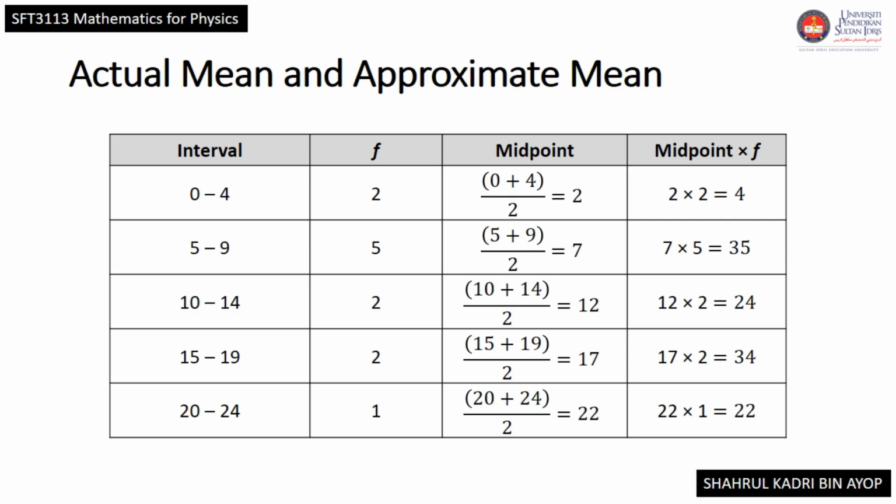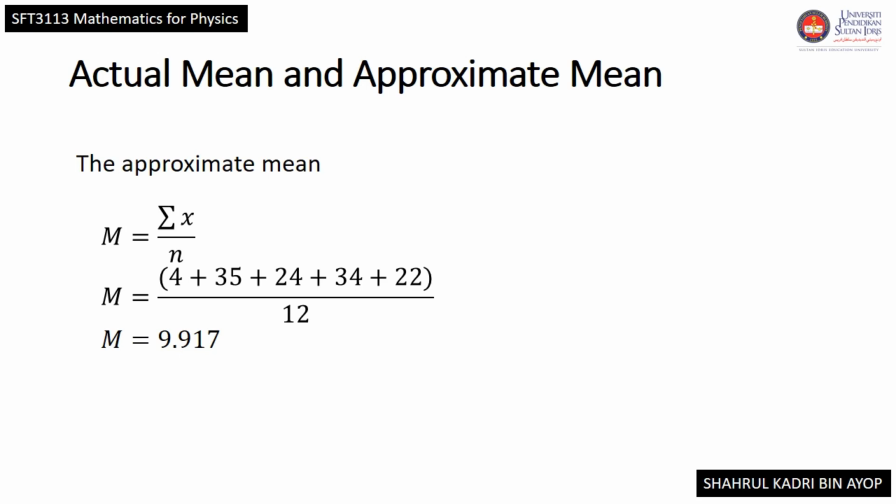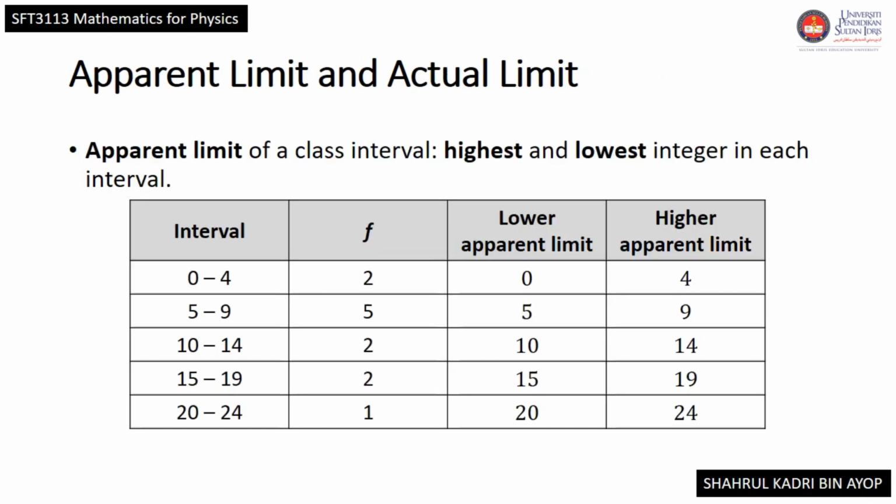The first step, we have to determine the midpoint for each class interval like this. After that, we multiply the midpoint value by the number of scores in the interval. So, the approximate mean for the previous group distribution table is 9.917.